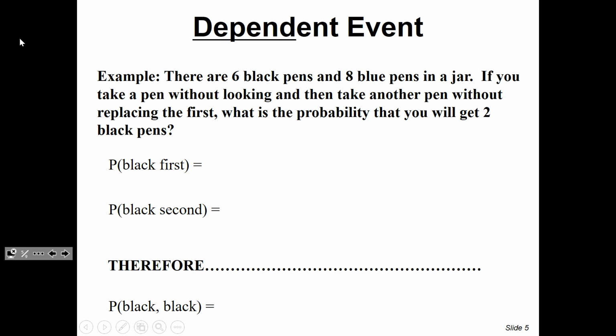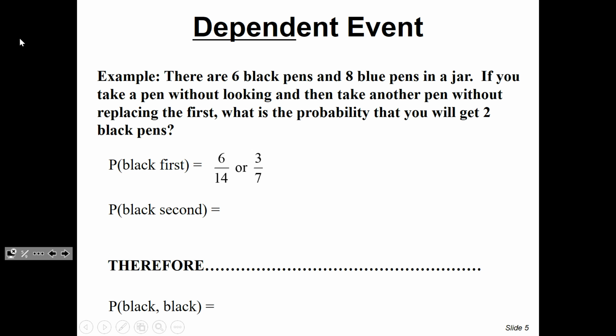All right. So here is our example of a dependent event. It says there are 6 black pens and 8 blue pens in a jar. If you take a pen without looking and then take another pen without replacing the first, what is the probability that you will get 2 black pens? Okay, so first, my first drawing, all the pens are in there. How many pens are there total? 14. And what's the likelihood of me getting a black one on the first try?